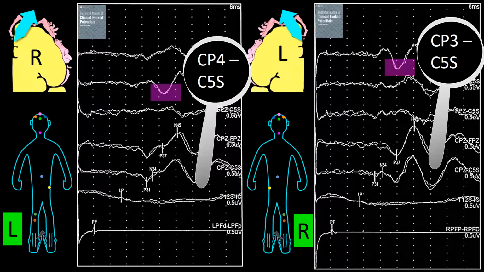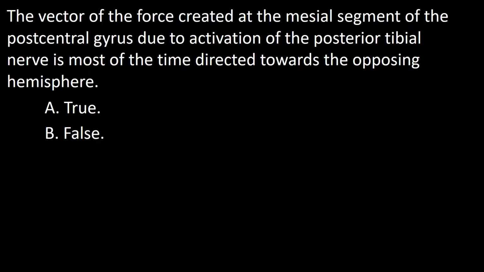This is not the typical localization of the posterior tibial nerve P37. Posterior tibial nerve P37 is usually present ipsilateral to the stimulus site and contralateral to the activated hemisphere, which is the opposite of what happened in this study. So the answer to this question is A.